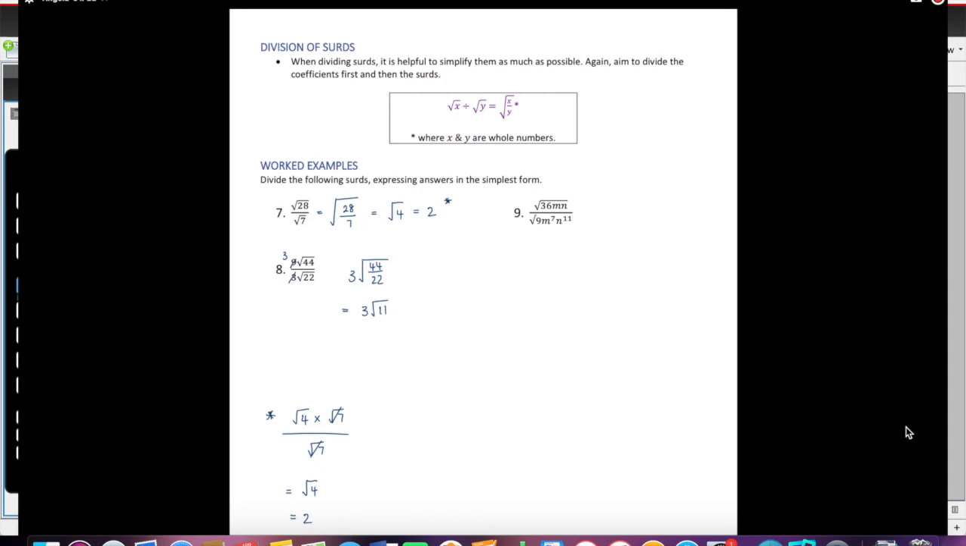So now looking at question 9, this one's a little bit trickier, so you do need to keep in mind that there are a few things happening in this particular question. The first thing I'm going to start doing is simplifying the numerator and the denominator, so just bear with me while I do this. So root 36 will simplify to 6, and that will leave us with root mn, and then root 9 is going to simplify to 3. And now I'm going to write my variables like this. So now I'm going to divide out my coefficients.